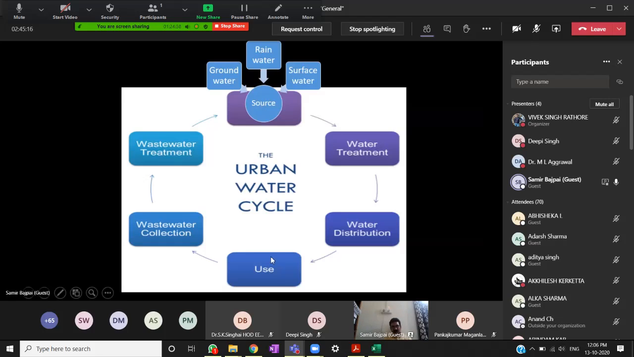So earlier there was no treatment or anything; you used it directly and disposed it into a nearby water body. But because the population size was less, our lifestyle was simple, and wastewater was simple, it was taken care of by the natural self-purification process. But now the natural cleansing process of all our water bodies is overrun. It has surpassed their capacity. So you need to treat.